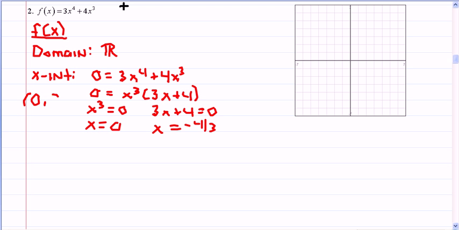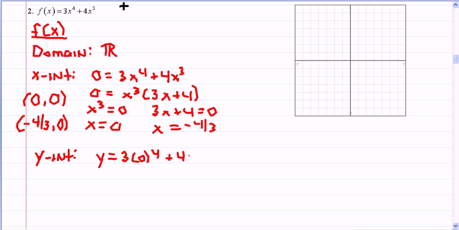So the points that are the intercepts are (0, 0) and (-4/3, 0). Next, to find the y-intercept, I substitute 0 in for x, and I get 0. So the y-intercept is (0, 0).